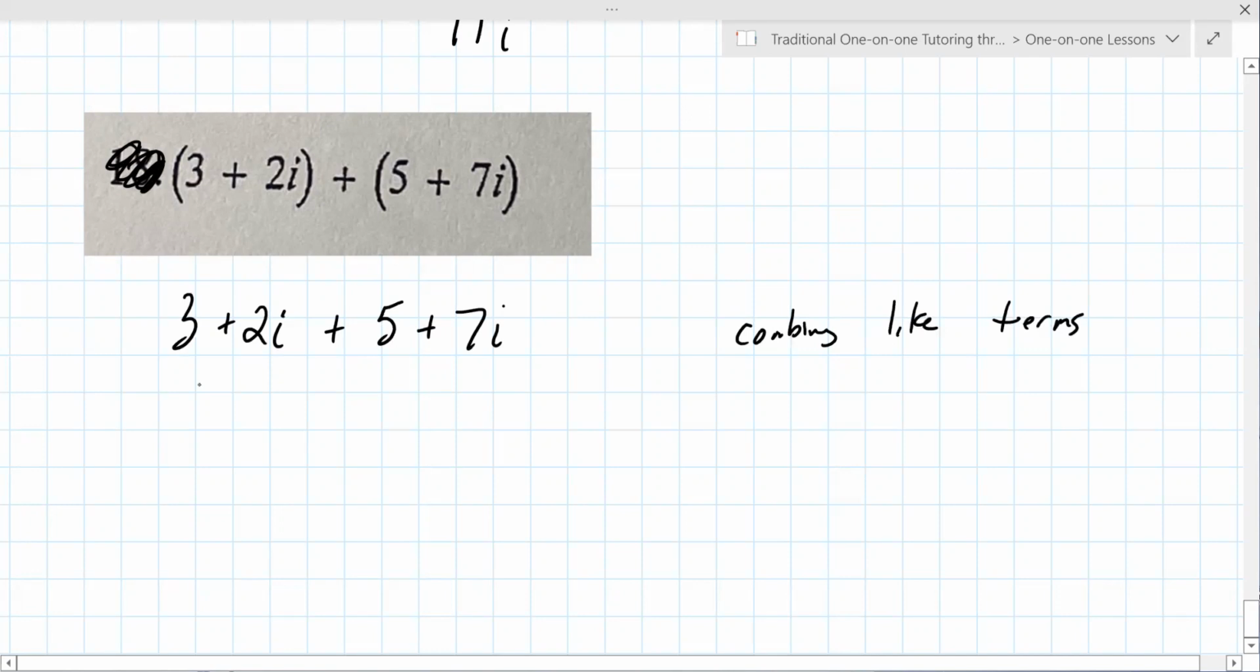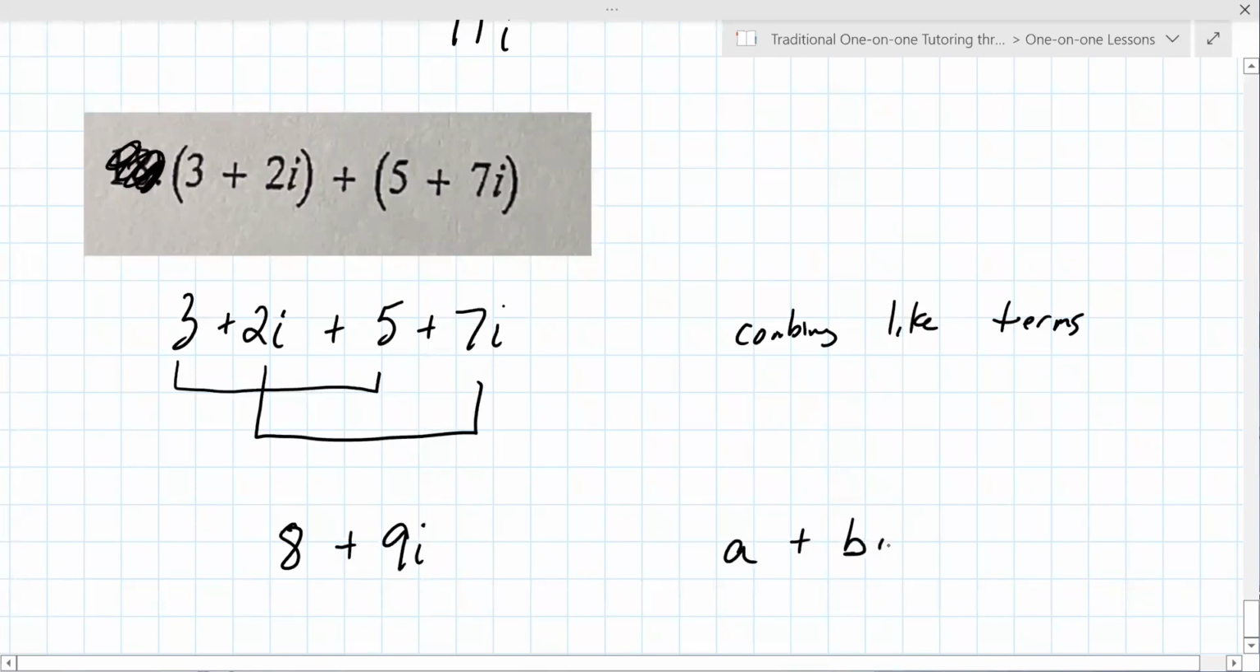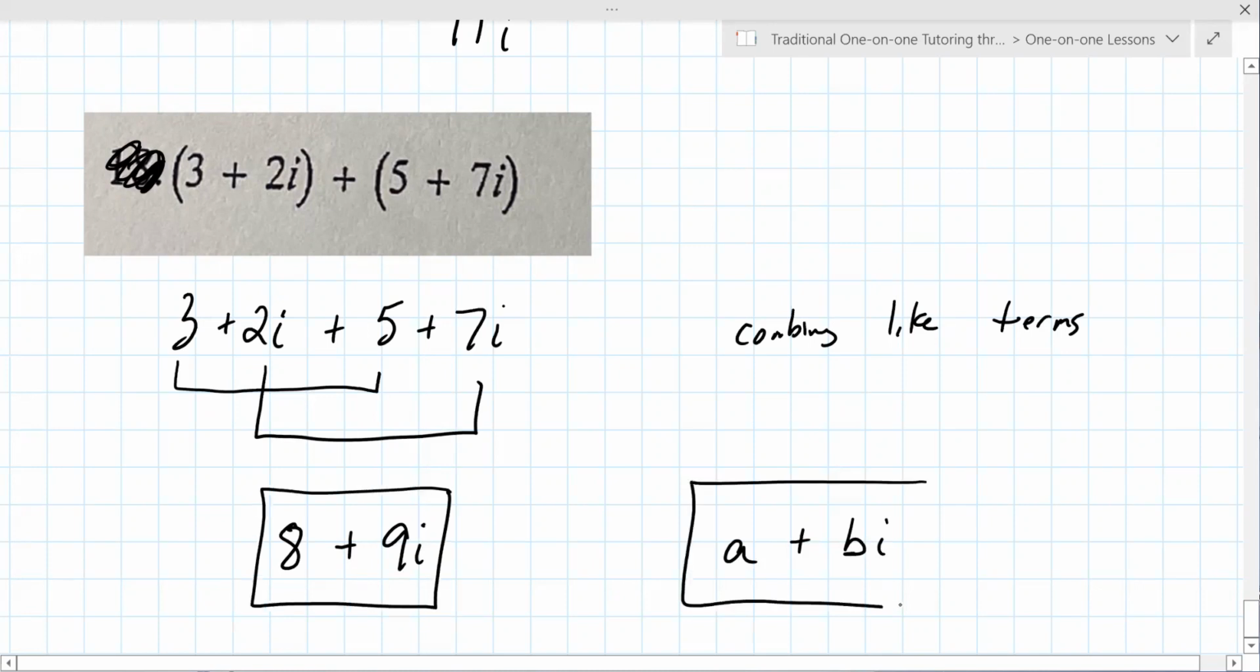So you combine these numbers here, 3 and 5, and you combine the 2i and the 7i, to get 8 plus 9i. Now, very important: usually they want your answer in a plus bi form, meaning the constant before the one with the i. Yeah, I remember you telling me that. Why does that matter? It's just the way they want it, so go with that.